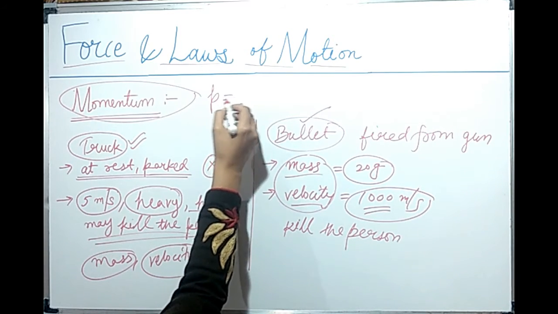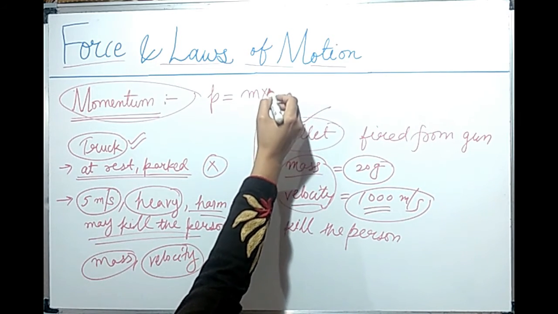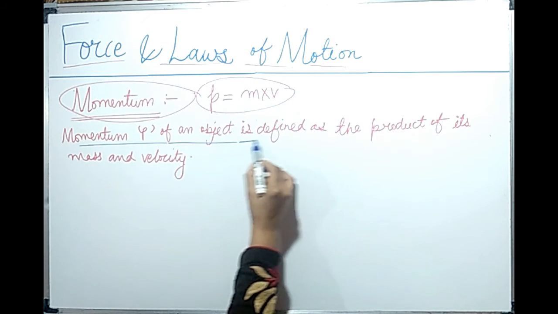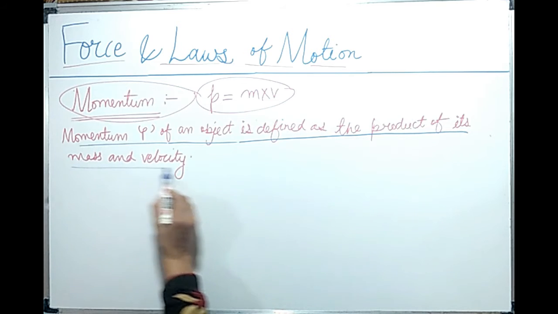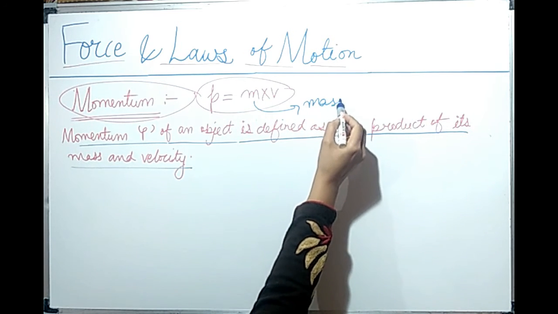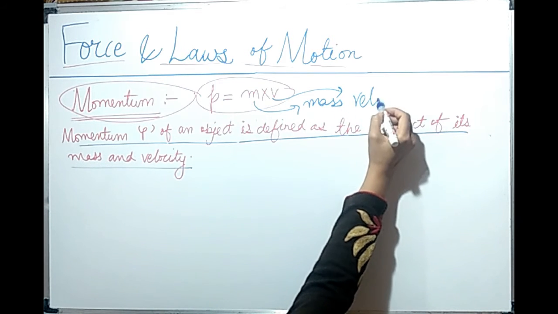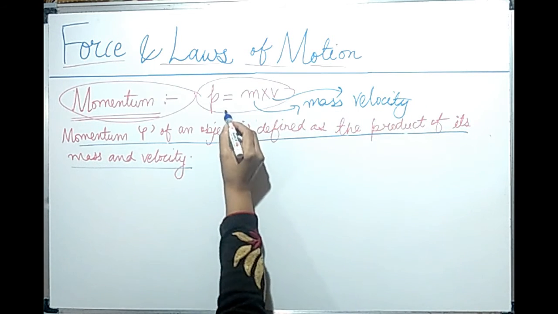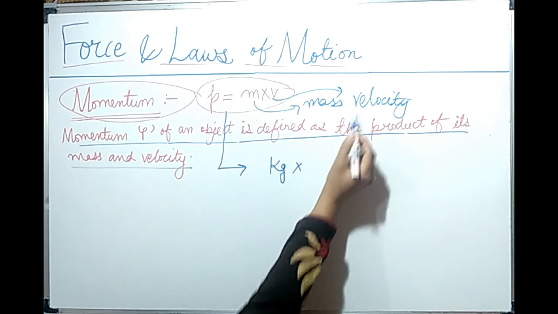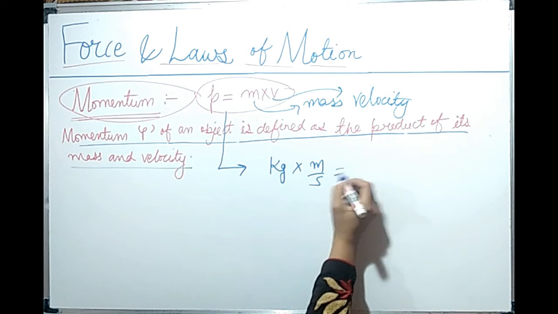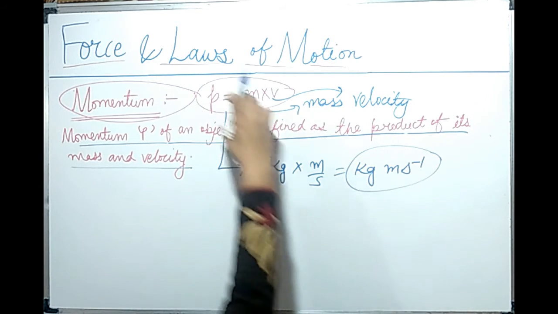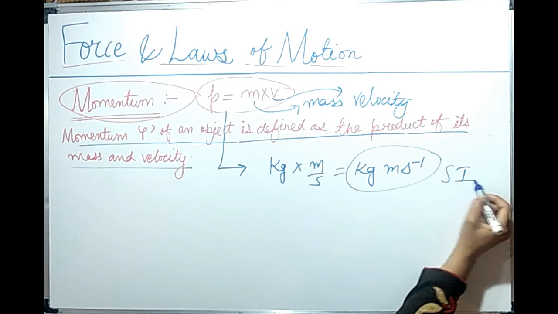Momentum is represented by P and it is the product of mass and velocity. So momentum P of an object is defined as the product of its mass and velocity. Here we have written P equal to mass into velocity. M is mass here and V is velocity here. So the SI unit of momentum becomes, with mass in kg and velocity in meter per second, kg meter per second. This is the SI unit.